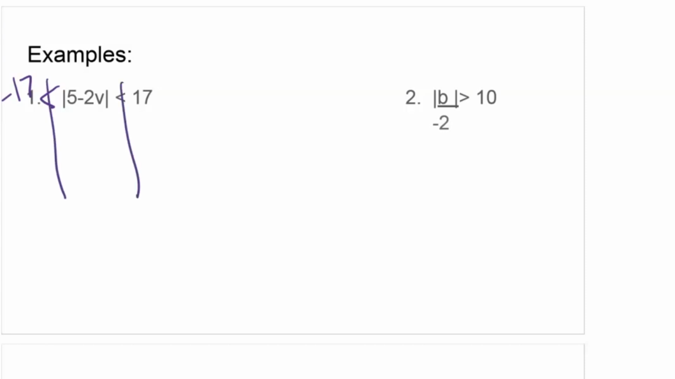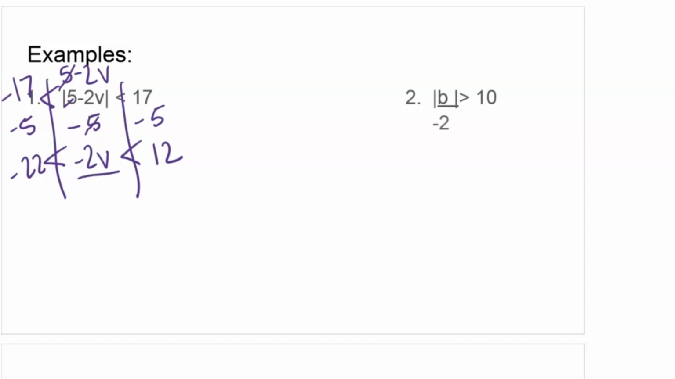Now I'm solving for v. So we're just going to ignore those absolute value symbols. And we're just going to imagine this is just like 5 minus 2v. So we're solving for v. So I would subtract 5 and do the same thing in all 3 sections. So negative 17 minus 5 would be negative 22. I'll bring down the sign, and then those 5s will cancel. So we'll just have a negative 2v is less than 17 minus 5 would be 12. So we're still solving for v. We still have to get v by itself.